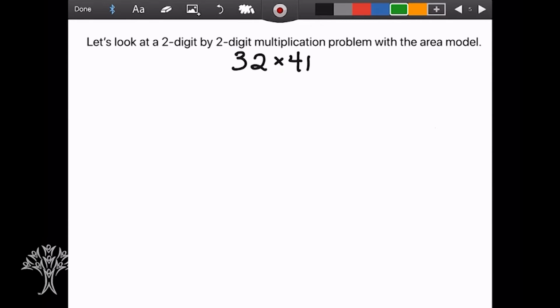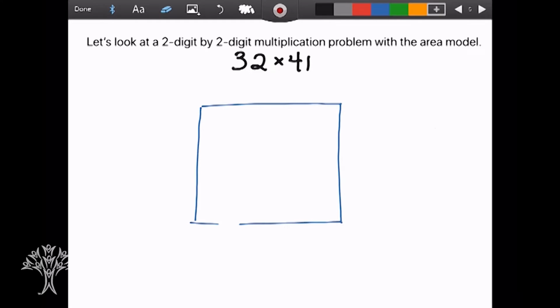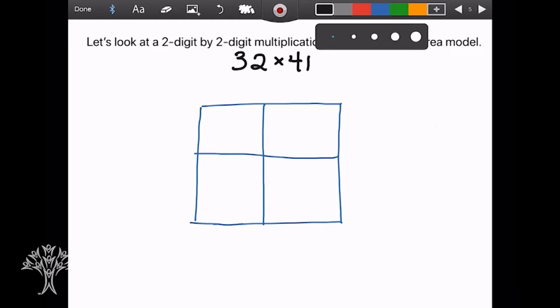Our first problem is 32 times 41. So we're going to solve it with the area model, and then we're going to compare that to the partial product model. So let's set it up, and we set it up in something that looks like these little window boxes. And then I am going to break apart each 2-digit number into its place value.